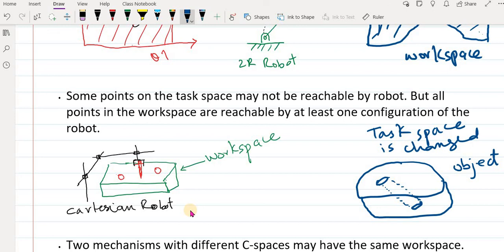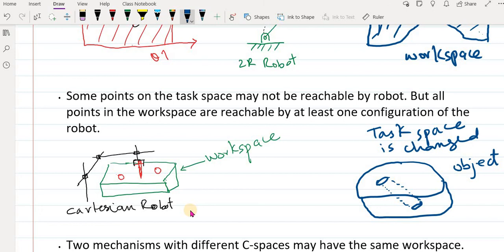And you cannot perform this action using this kind of robot. Okay? Because Cartesian robots can drill vertically, but they cannot drill holes horizontally or at an angle. So that's what we are trying to say here, that some points in the task space may not be reachable by the robot. So this is the point in your task space which cannot be performed by this robot.